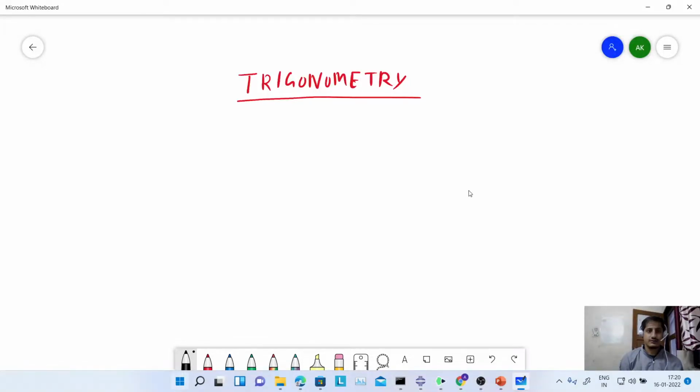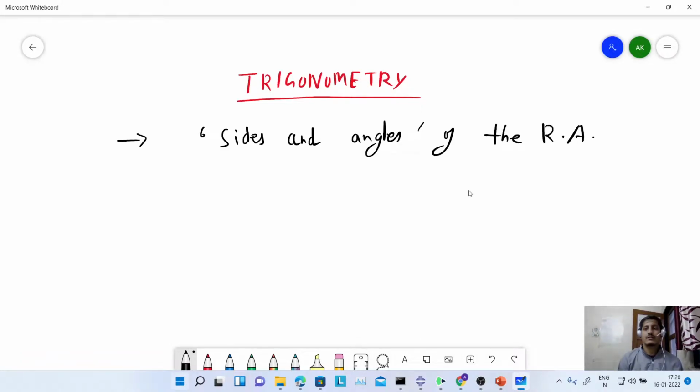Good evening, students. Today we are going to learn about trigonometry in this session. So trigonometry is the branch of mathematics that deals with the sides and angles of the right angled triangle.